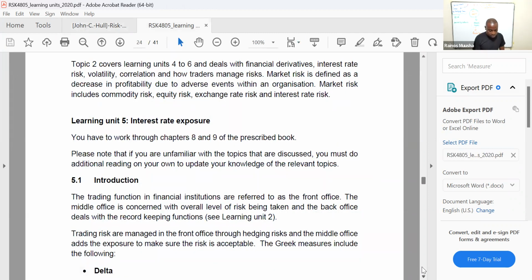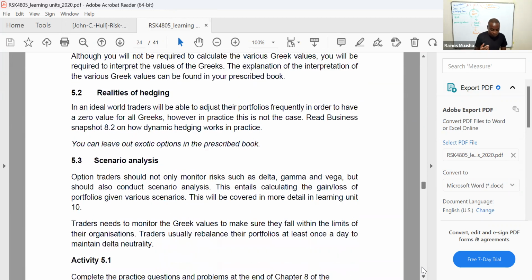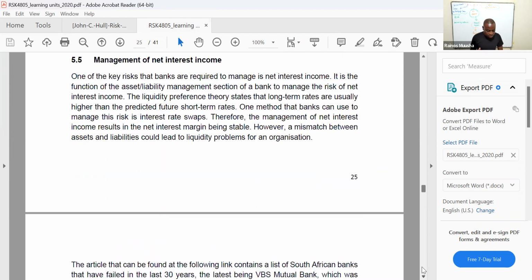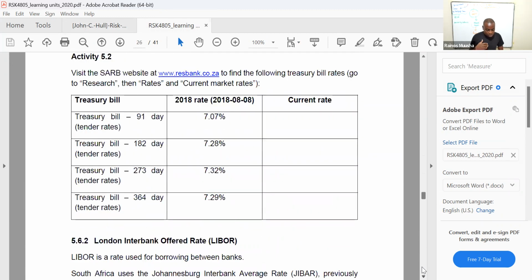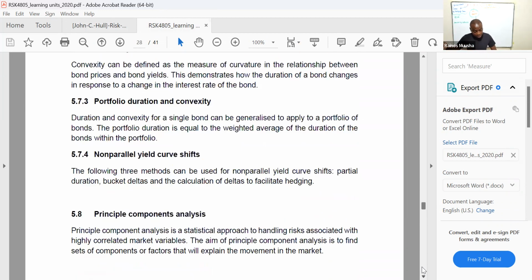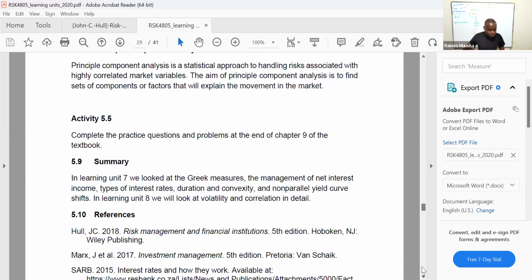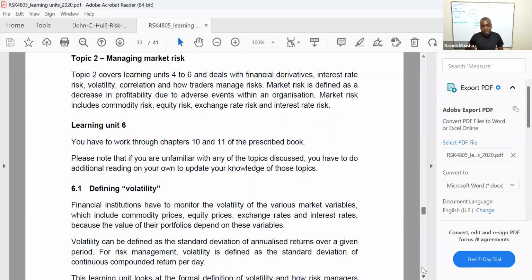So remember, we said learning unit 5 looks at chapters 8 and 9 of the textbook. So please make sure that you take note of that. And remember what I told you as well, don't go through the textbook without always referring to your study guide, because the study guide will always give you a guideline of exactly what you should expect from a particular learning unit. What are you expected to cover in a particular learning unit?